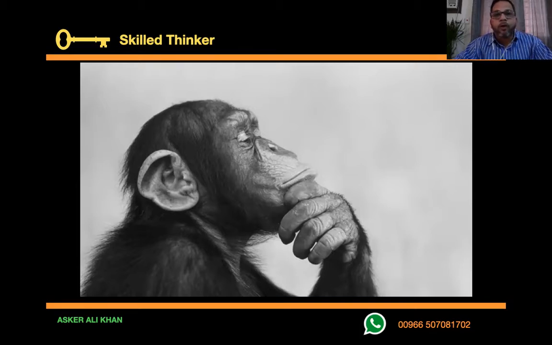And that is what the corporates are looking for. That is what the world is looking for. The world is not looking for rote learners. They are not looking for memorizers. They are looking for skilled thinkers. What is the key to skilled thinking? Yes, students.